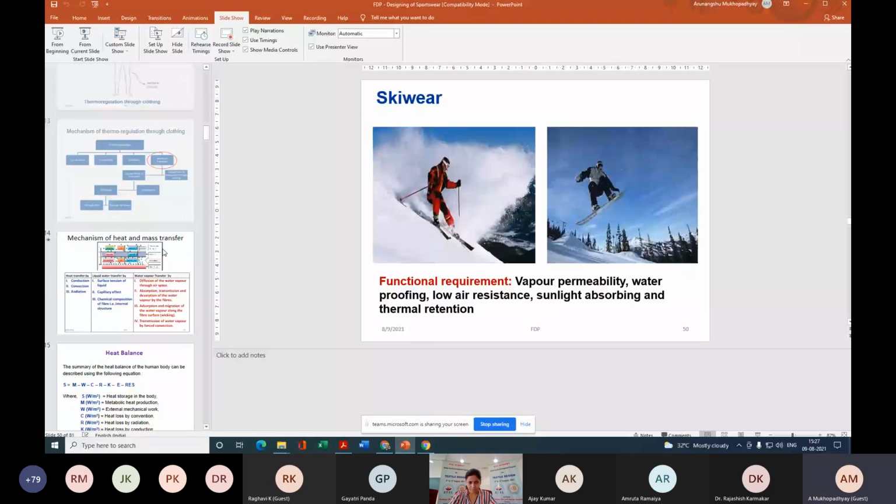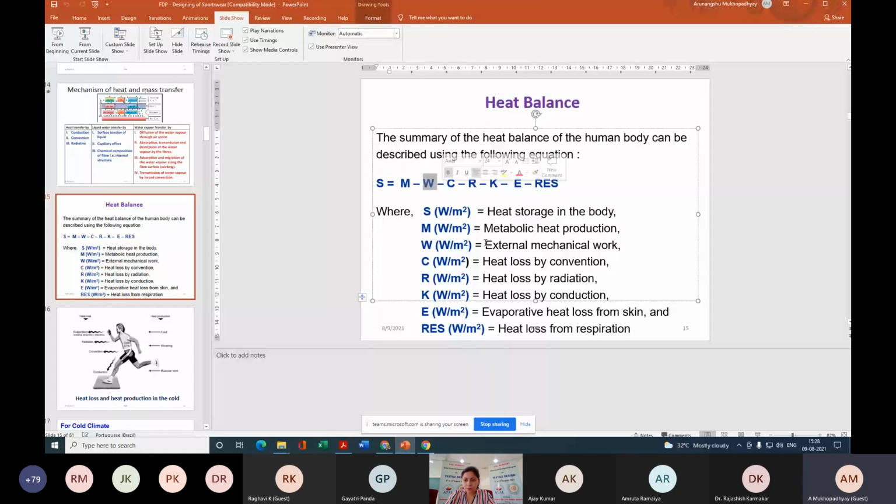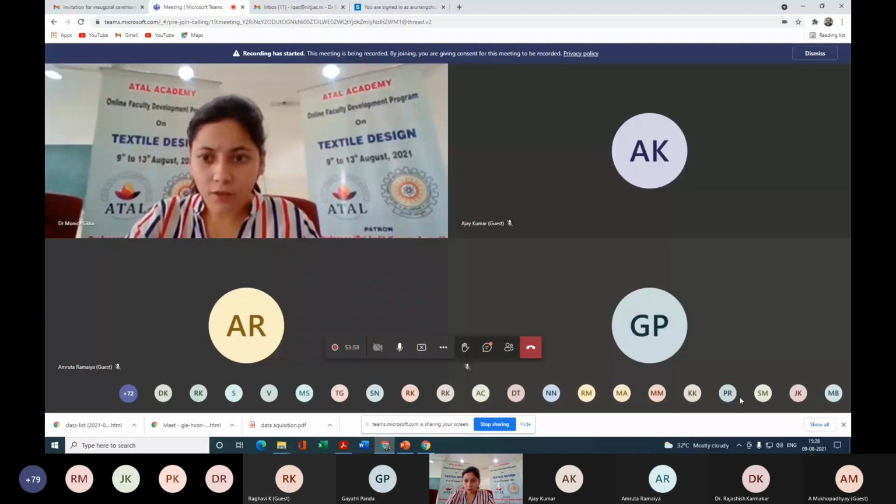Okay, this equation you are showing? Yes, sir. The heat balance equation. Yes, which one is not clear? So they are asking about W by M square, which I think is a unit of it. W by M2. No, W is different. W is external mechanical work. Okay, so in the chat box, you can see they have written W by M square.